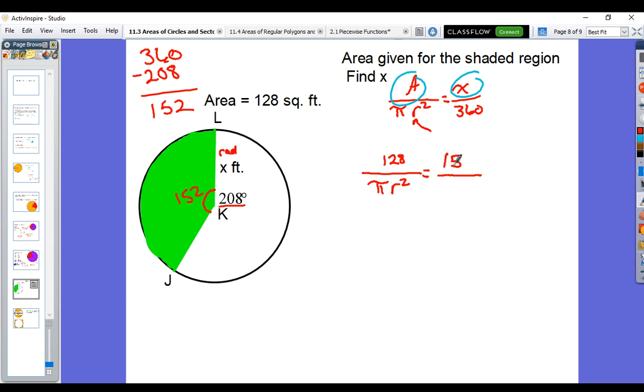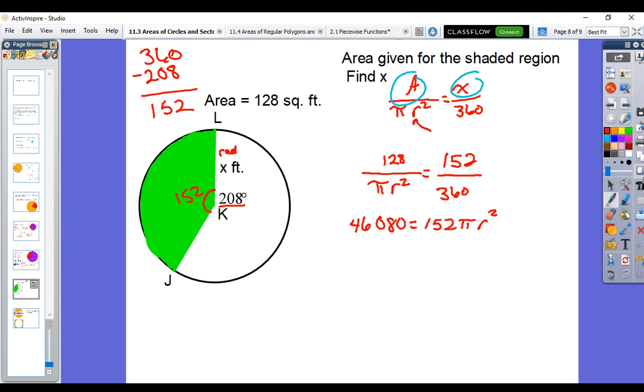So 152 over 360. Now we can reduce, but I'm not going to do that just because I don't know the biggest possible number. I can reduce it, but let's go ahead. We have a calculator, so let's multiply that. So 128 times 360, 128 times 360, you get 46,080. That's equal to, when you cross multiply right here, 152 pi r squared.